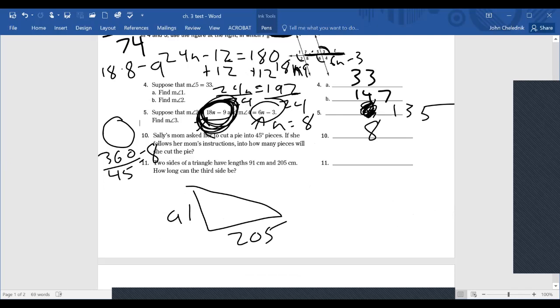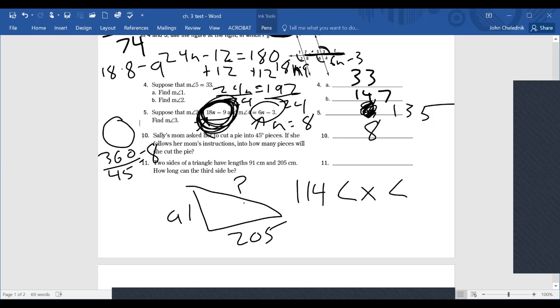Number 11, two sides of a triangle have lengths of 91 and 205. How long can the third side be? Well, remember, this is from lesson 1-7. To find the lower bound, you subtract the numbers. To find the upper bound, you add the numbers. So subtracting this, we would get 114.